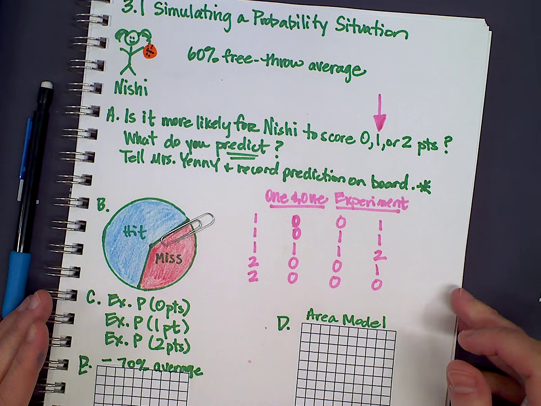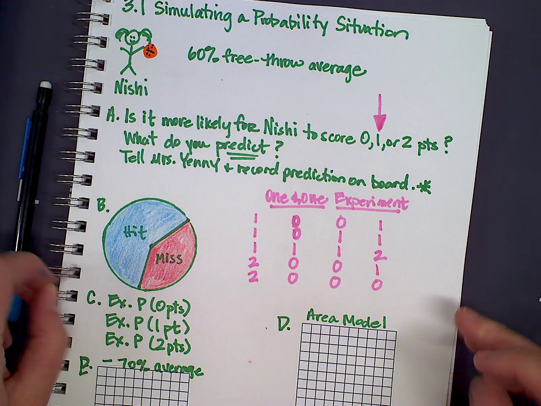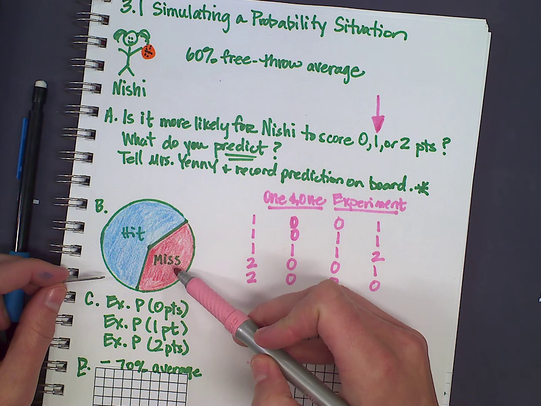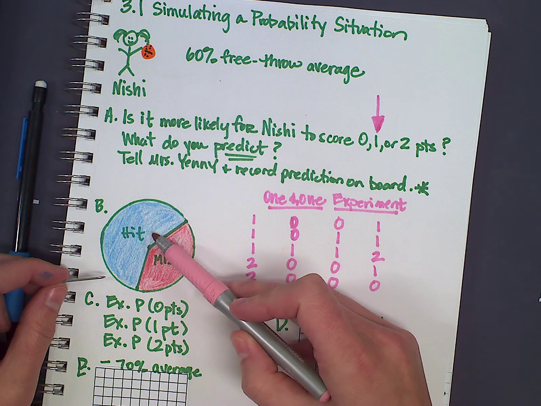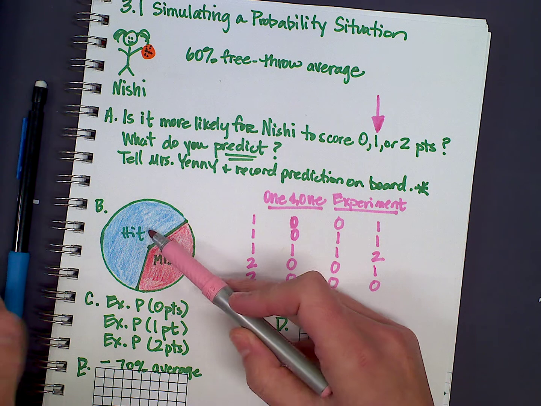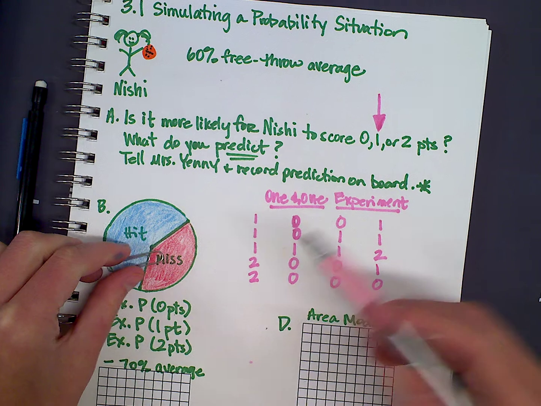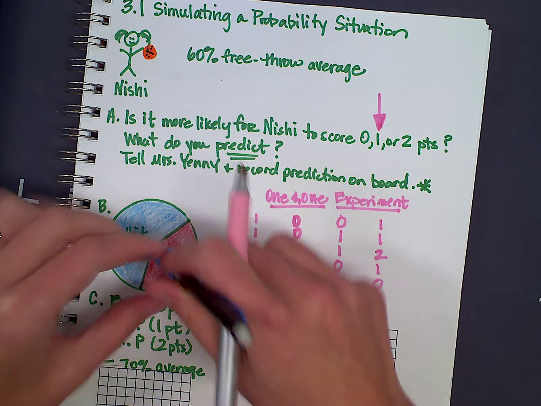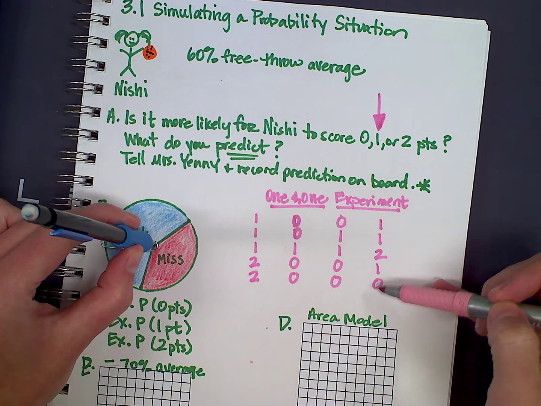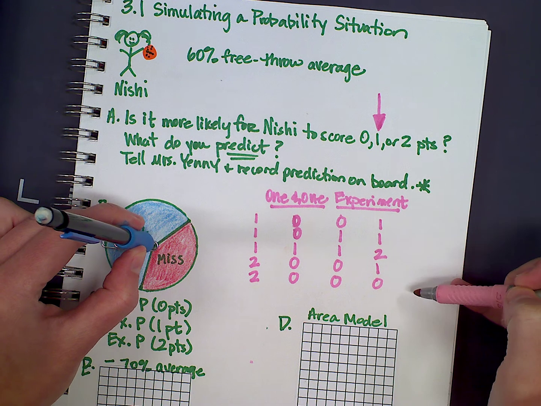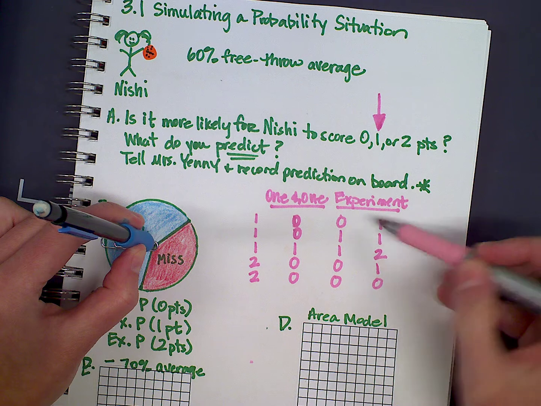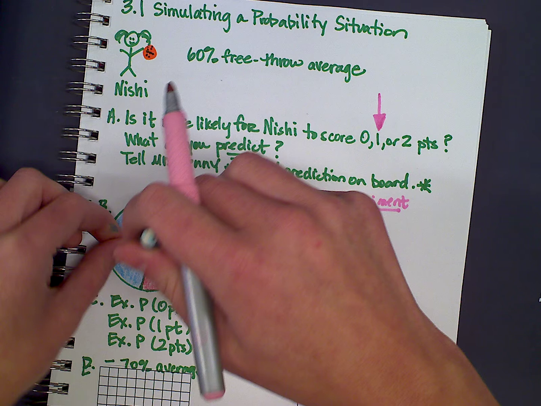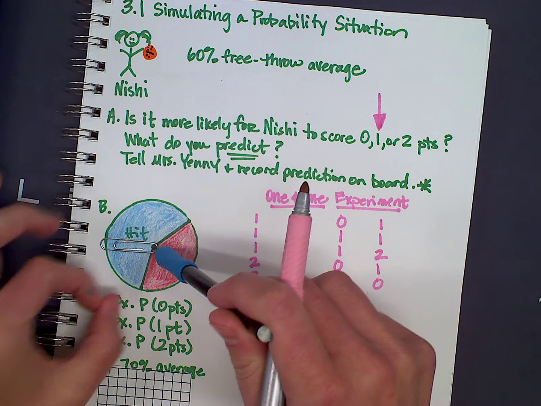So then in part B you had to use this spinner here, and notice that the spinner is separated into 60% hit and 40% miss because Nishi is a 60% free throw shooter, which means she makes 60% of her shots. So you're going to use this spinner to help you simulate this probability situation. I've done this already 20 times, and I'm going to do it 5 more times so that you can see what I'm doing here.